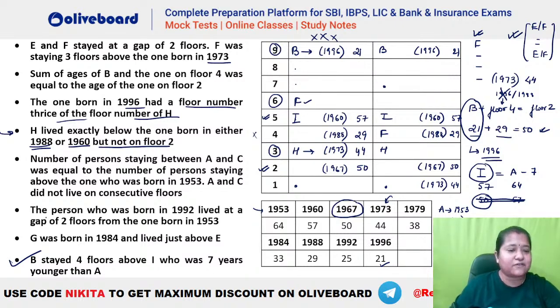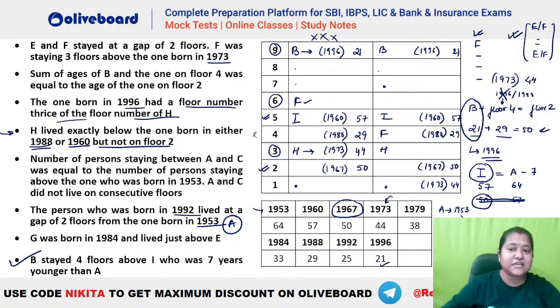What else do we have here? There are 2 persons born. The person who was born in 1992 lived at a gap of 2 floors from 1953. So 1992 and 1953 have to be at a gap of 2 floors. We already know that 1953 is who? This is A. We have already determined that A was the person who was born in 1953. That means A and 1992 should be at a gap of 2 persons here.